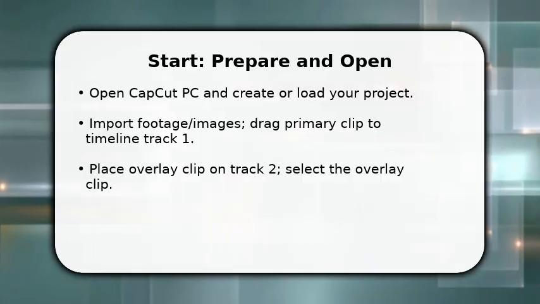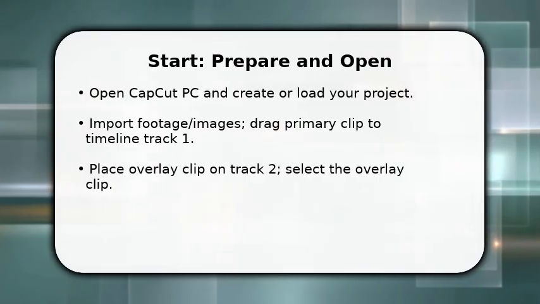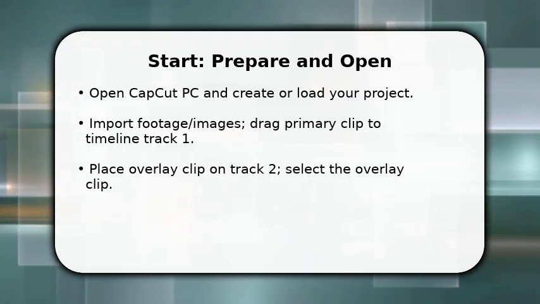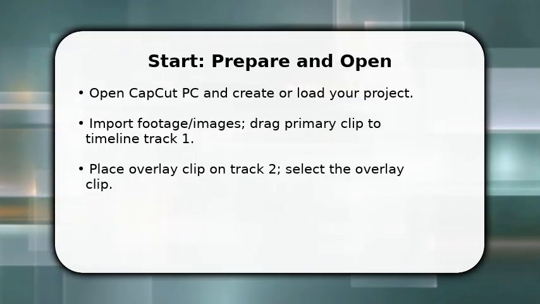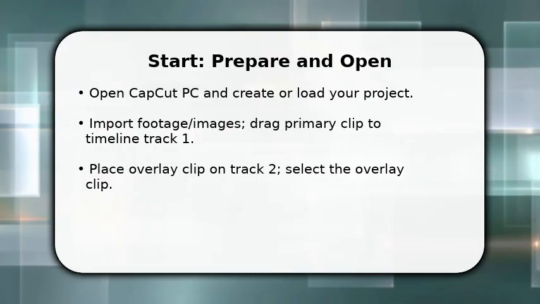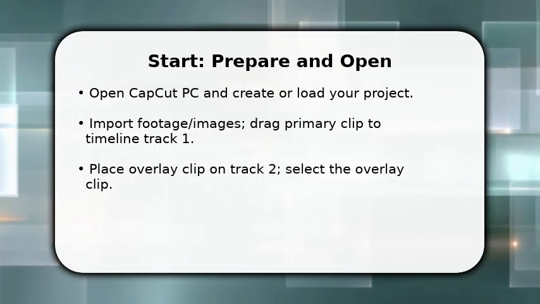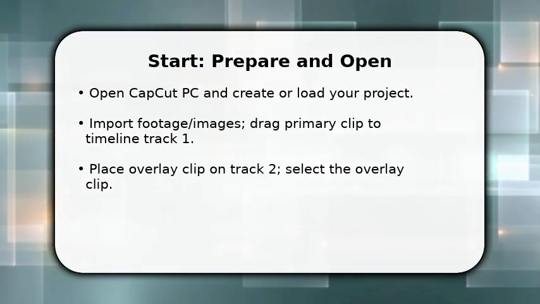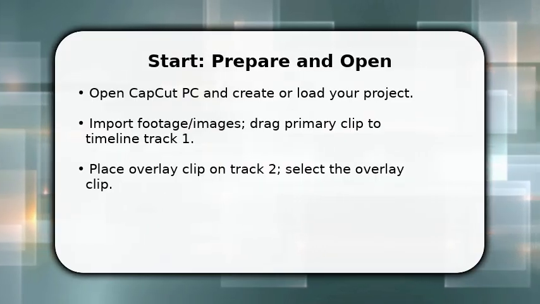You already have Capcut open and your assets imported. Now act. Select the overlay clip on track 2 so you can change how it combines with the base layer. Once selected, open the Properties panel on the right and locate Blending Mode. You do this because blending affects pixel math, how highlights, midtones, and shadows mix, so selecting the right mode matters.